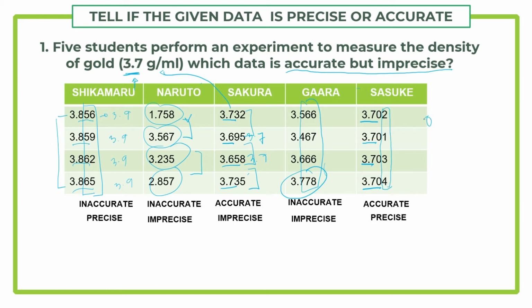Bakit precise? Kasi sobrang lapit lang ng data ng bawat isa. Parang 0.001 lang ang difference nilang ng mga data na meron siya. So, kanino daw? Ano yung hinahanap natin? Accurate but imprecise. So, ang nanalo dito ay si Sakura. Okay? So, si Sakura, ang hinahanap nating data is accurate but imprecise. Okay, so I hope you understand the accuracy and the precision.